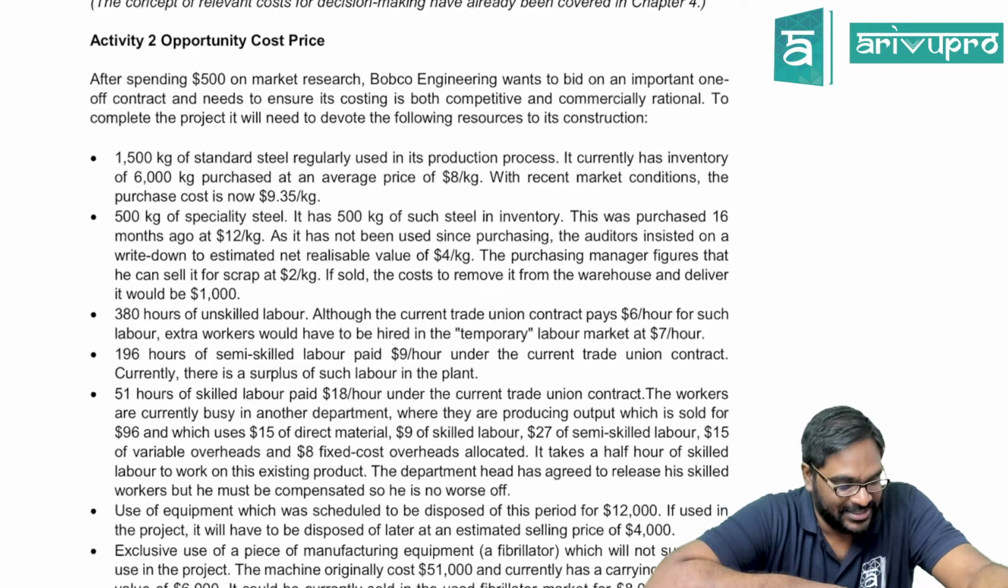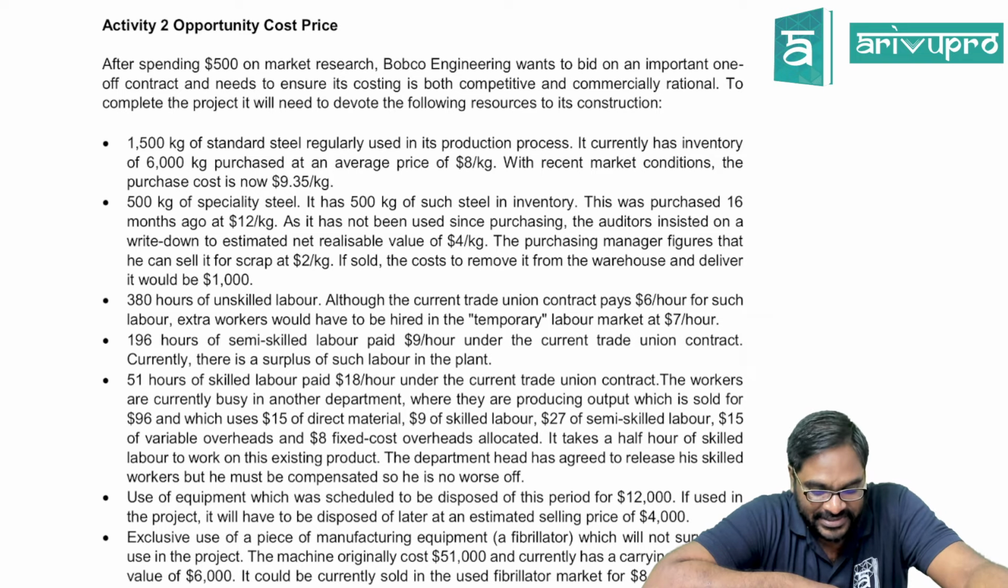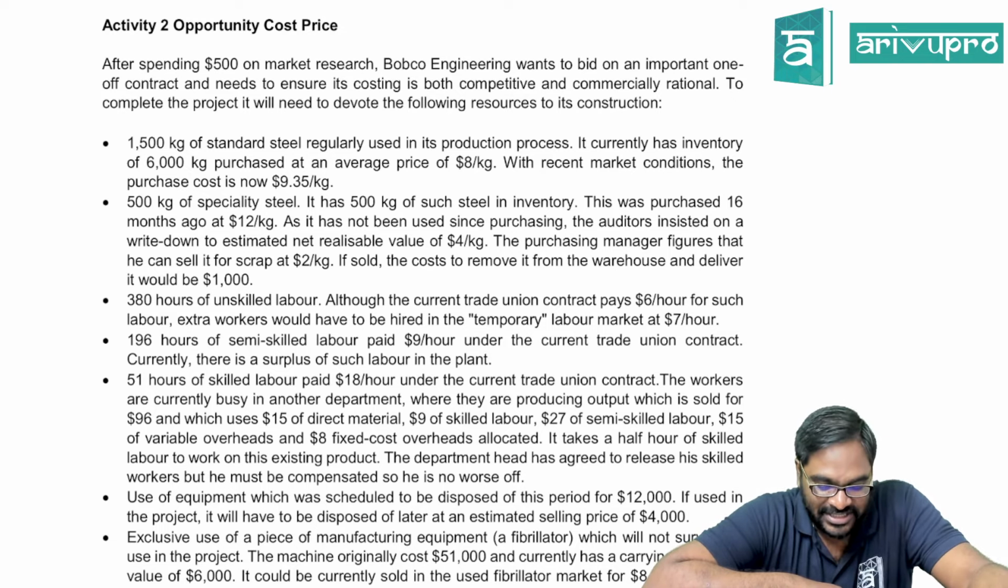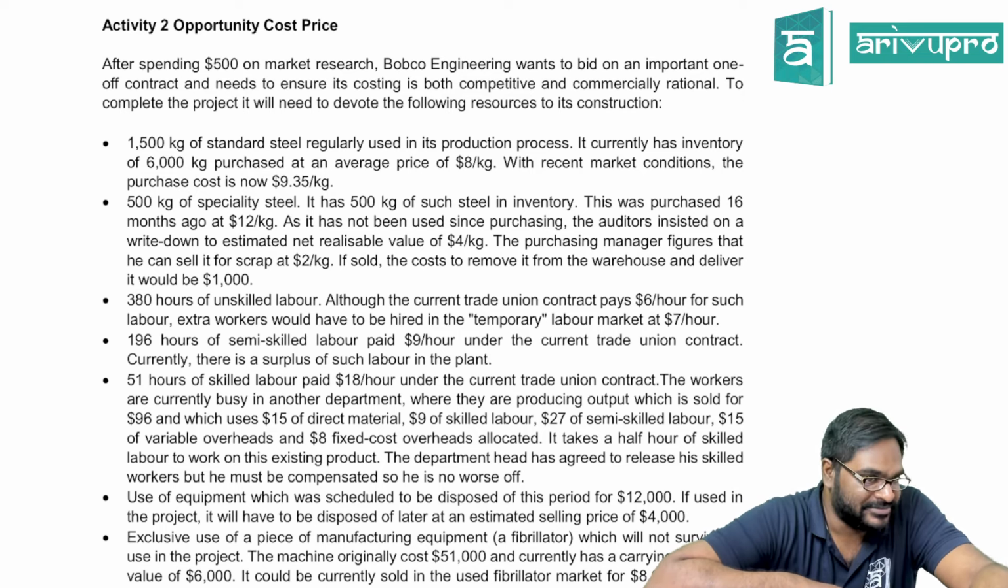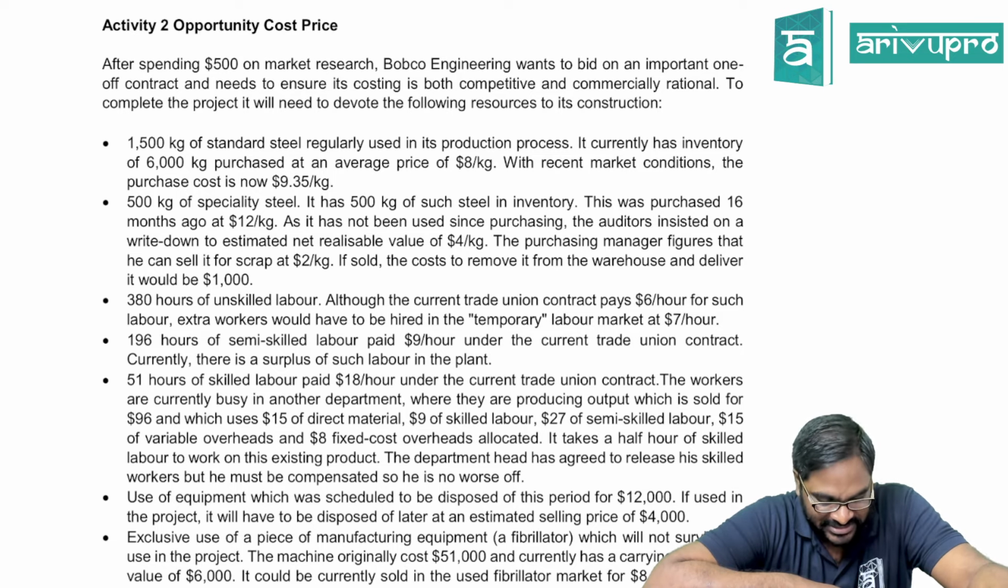Great. Then second one, 500 kg of special steel. It has 500 kg of such steel in the inventory. This was purchased 16 months ago at $12 per kilogram. As it has not been used since purchasing, the auditors insisted on a write-off to estimate the net realizable value of $4 per kilogram. The purchasing manager figures that he can sell it as scrap at $2 per kilogram. If sold, the cost of removing it from the warehouse and delivery would be 1,000. So what would be the relevant cost?